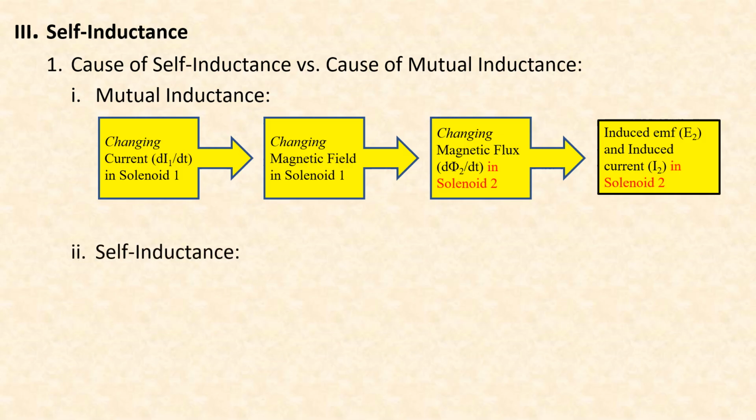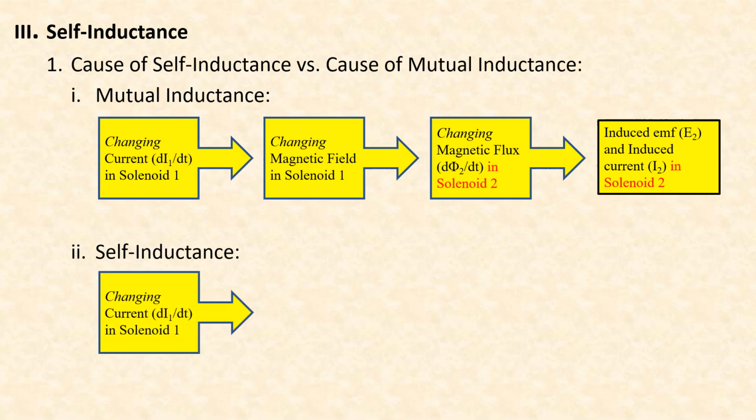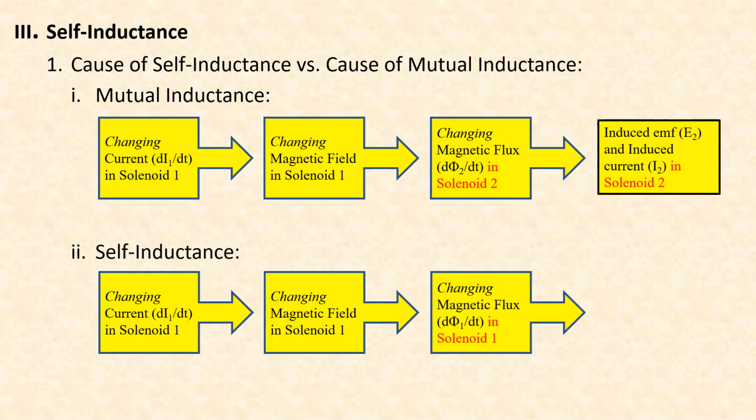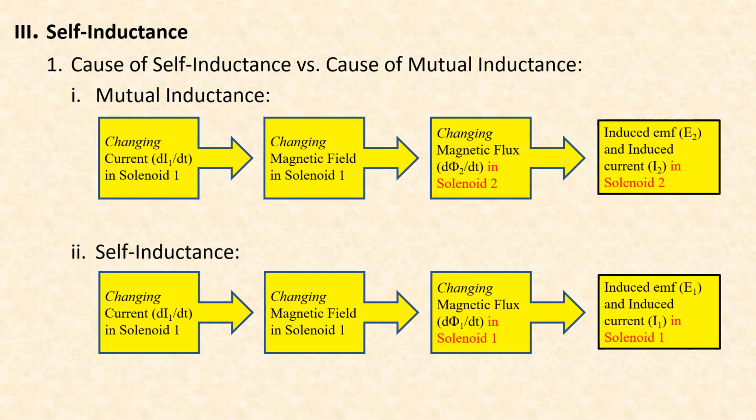When we take a look at the case of self-inductance, we really start at the same place, being that we have a single coil in this case, and that a changing current in that single solenoid or coil, just like in the case of mutual inductance, will produce a changing magnetic field in that single solenoid or coil. But now that changing magnetic field will also produce a changing magnetic flux in the same coil or solenoid, which will induce an EMF and induce a current in that same coil or solenoid.